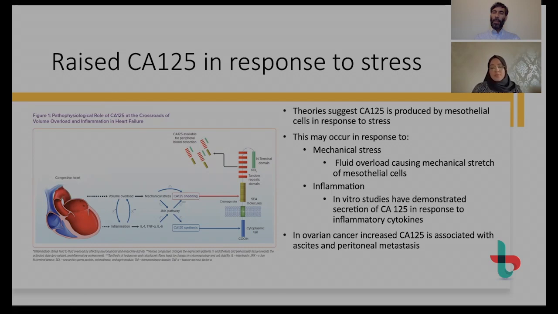In the context of ovarian cancer, the increased levels of CA125 is associated with ascites and peritoneal metastasis, again supporting this theory of the rise of CA125 in response to stress.